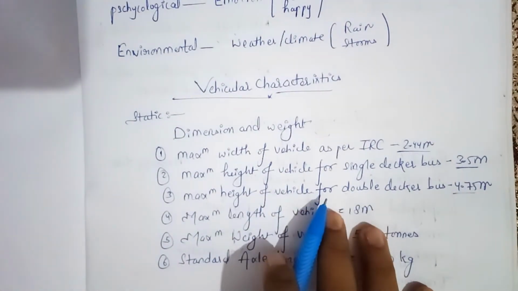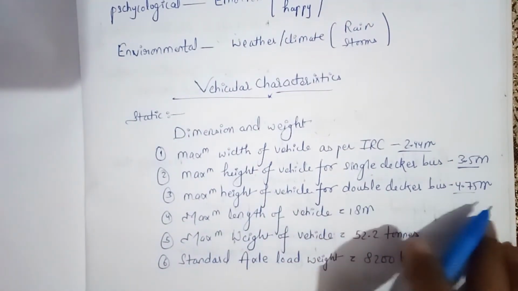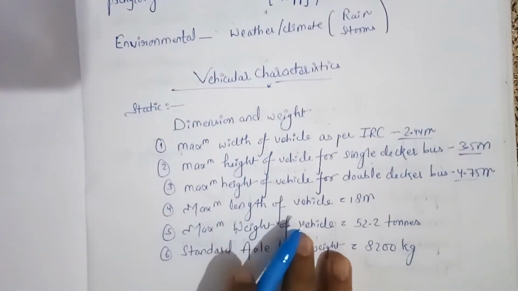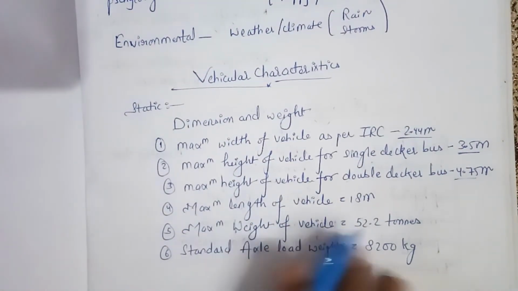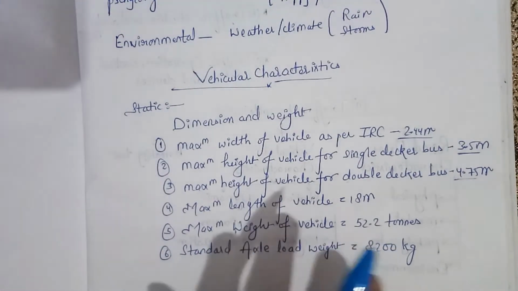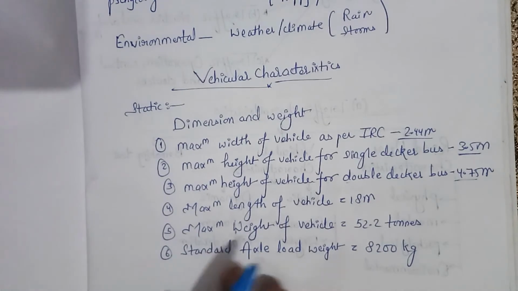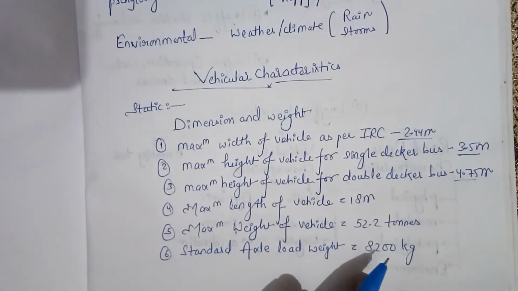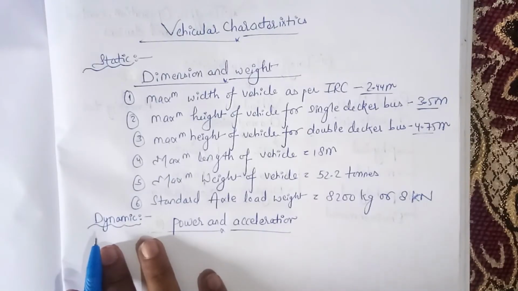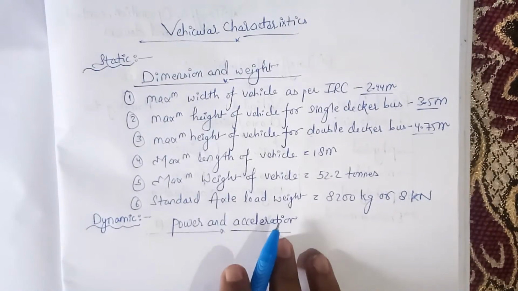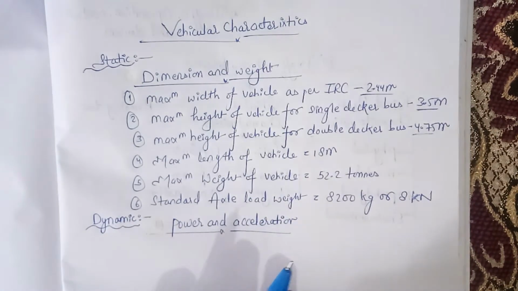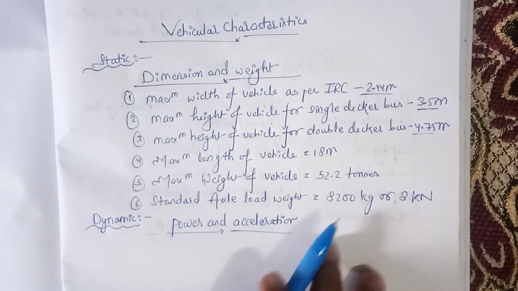But for a double decker bus, its height is 4.75 meter. Next, we will see the maximum length of a vehicle. The maximum length of vehicle is 18 meter. The maximum weight of vehicle is 52.2 tons. Okay, and the standard axle load weight is 8200 kg. So in the dynamic characteristics, there are power and acceleration, and the power and acceleration depend upon the vehicle. Okay, so we don't need to study that much in this topic.